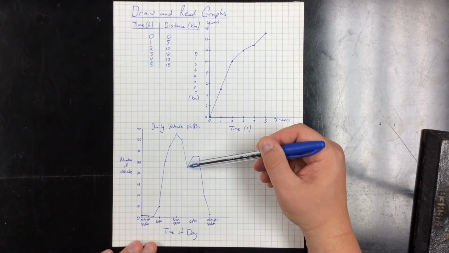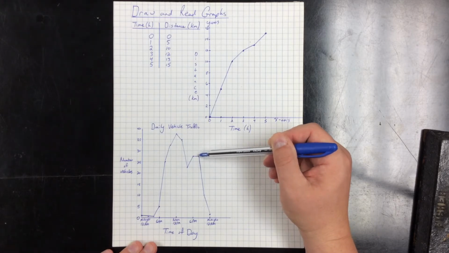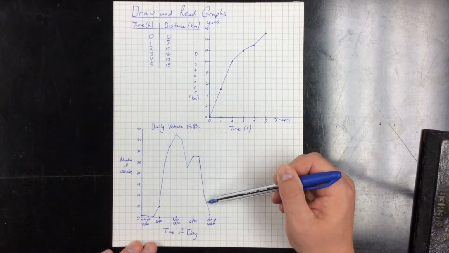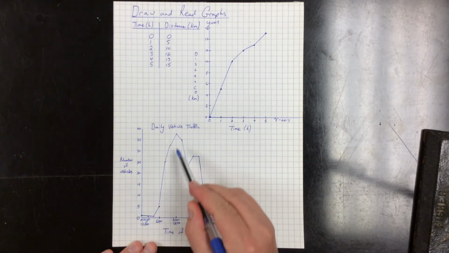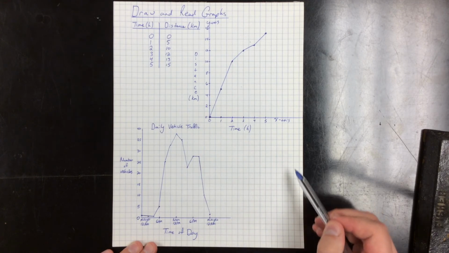More people are back at work, staying put. And then the evening commute, going home, it spikes up again. And then we have less and less people as the evening goes on towards midnight. And we could assume that something similar is going to happen again the next day if we drew it out.